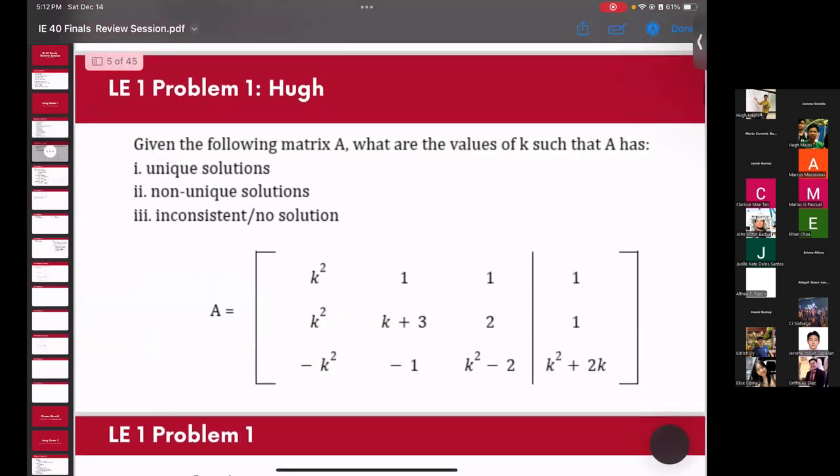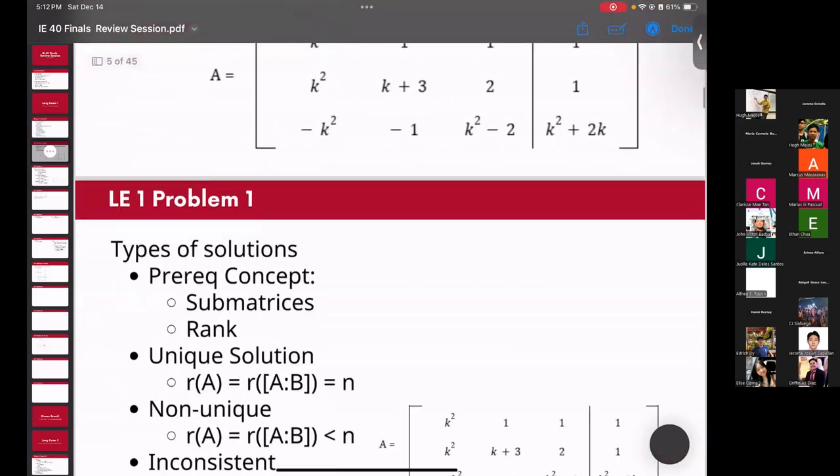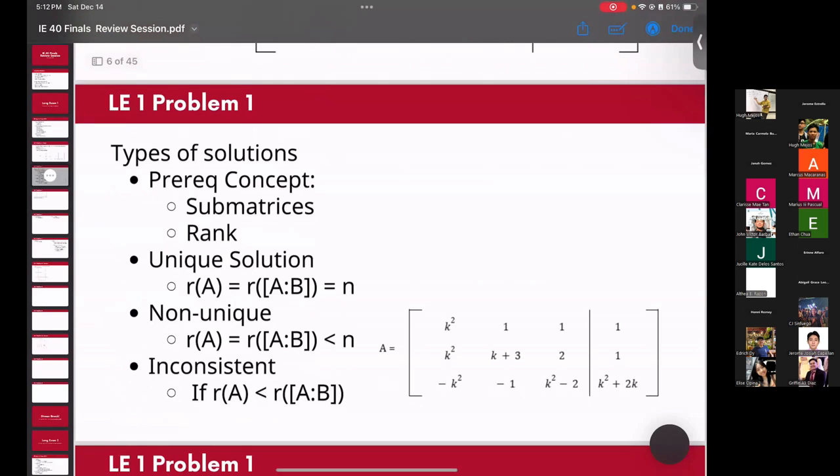So let's discuss LU1, and I will first discuss the first problem. This was the first problem, a system of linear equations, and we're asked to find the values of k that provide unique solutions, non-unique solutions, and no solutions. So just to put into context the problem, we have to recall 2 important concepts, which are submatrices and rank.